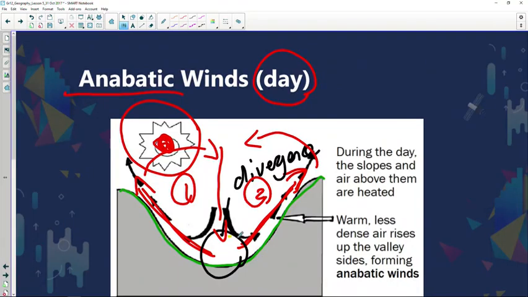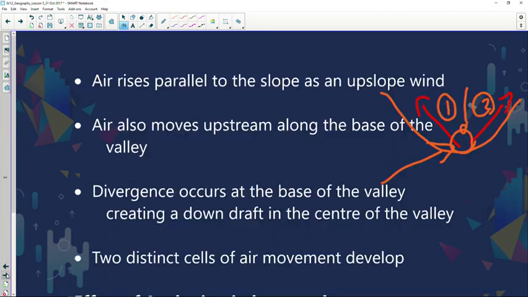What happens in the middle? We're experiencing a downdraft because there's divergence taking place on the bottom of the valley, and two distinct cells are formed. Then we looked at katabatic winds. Katabatic winds happen during night time.